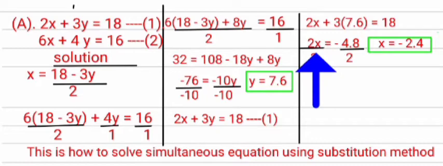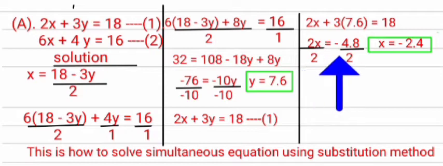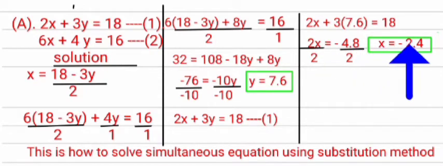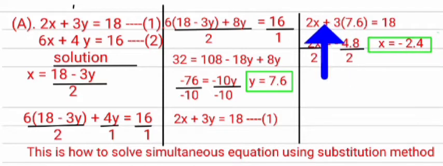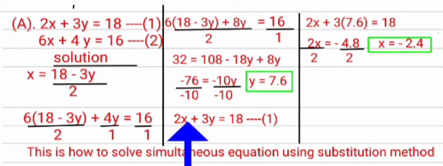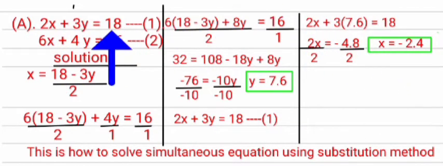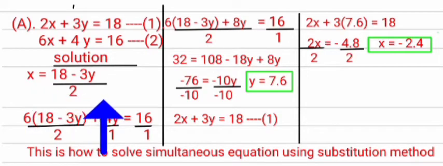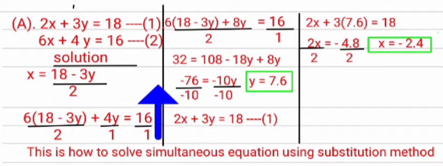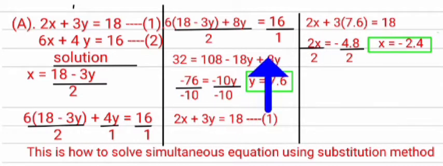In order to get our value for s, in order to make s the subject of formula, we are going to divide both sides by what? 2. And that will give us what? s is equal to what? Negative 2.4. So this is how to solve simultaneous equation using substitution method. If you don't understand, don't worry, there are still more examples that we're going to go through together that will make you understand. So let's go ahead.